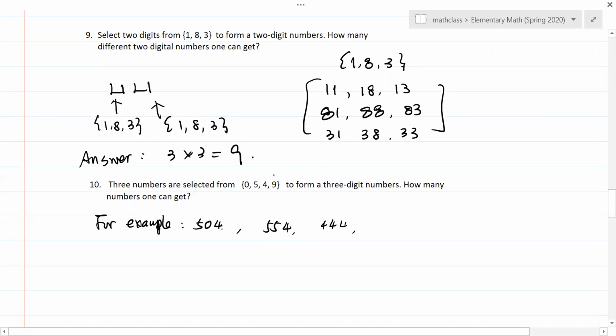If I say with replacement, then probably it's okay. Without replacement, you cannot use it over and over again. How many? The answer says 48. Is that such a big number? 48.